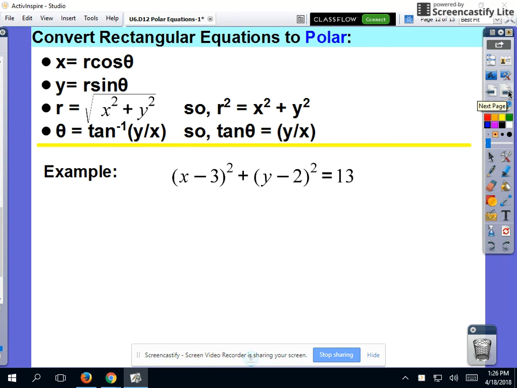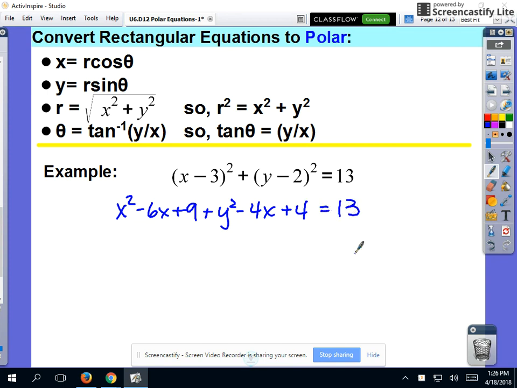Let's try, ooh, this guy is a circle centered at (3, 2) and having a radius of square root of 13. So let's see how we can do this. First of all, this is not very pretty to start. Go ahead and pause this just to multiply it out, because you will need to multiply this out. Pause the video and try it. All right, let's check it out, see what you got. You should have gotten x squared minus 6x plus 9 plus y squared minus 4y plus 4 equals 13.